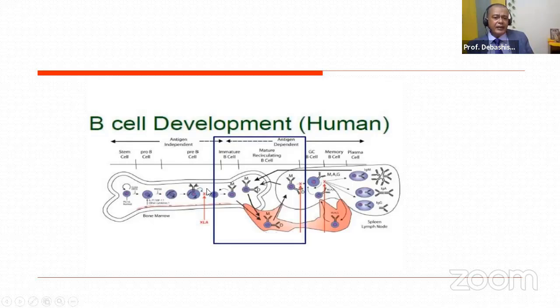It is an antigen independent process that happens in the bone marrow. Once it is exposed to antigen, then the immature B cells grow into mature and recirculating B cells, and germinal center B cells, memory B cells, and plasma cells in the spleen and lymph nodes, and they also recirculate back to the bone marrow in the red marrow. So the B cell development happens, the initial naive part in the bone marrow, whereas more mature and memory and plasma cells happen in the peripheral tissue.